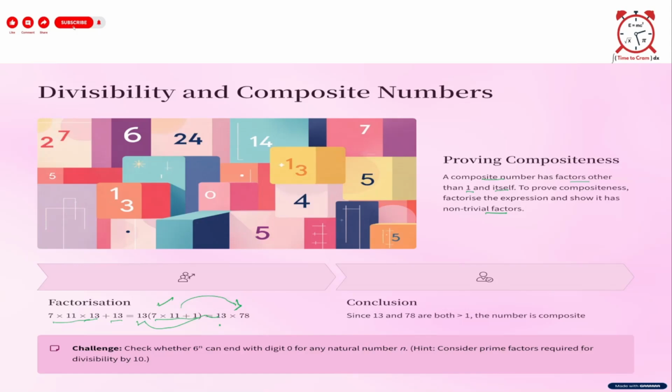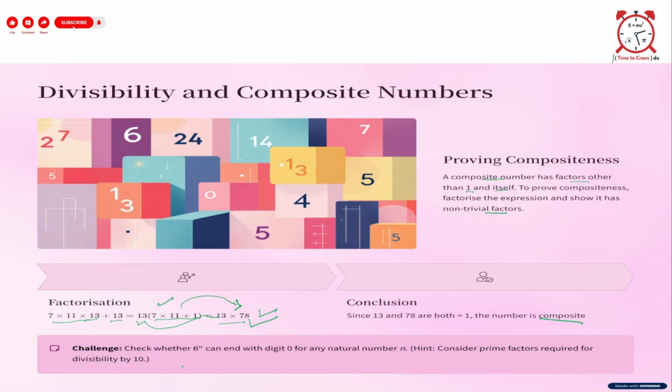So you can see that other than 1 there are two more factors here, 13 and 78, and you also know that 78 has more factors. So the conclusion is what? Both 13 and 78 are greater than 1 and the number is a composite. In that way we have to write the conclusion in our answer.